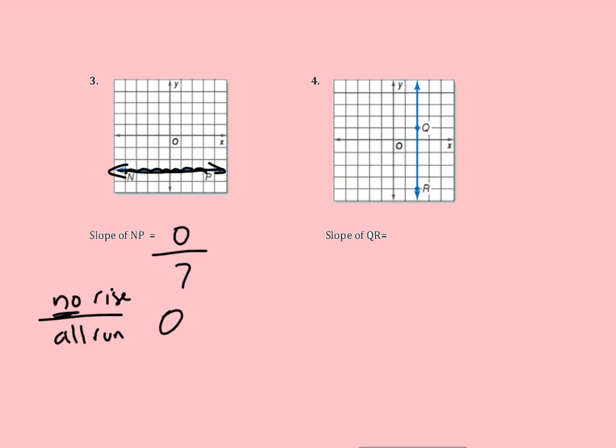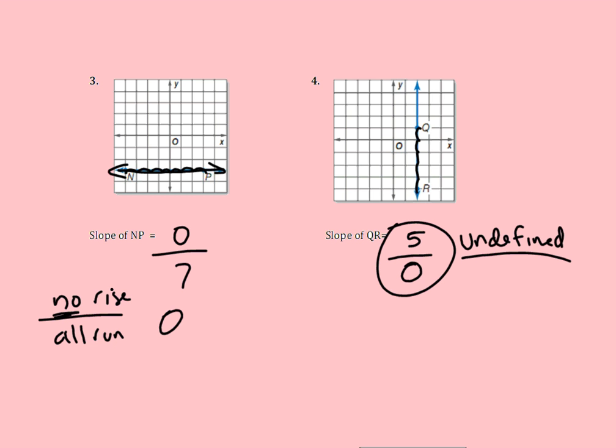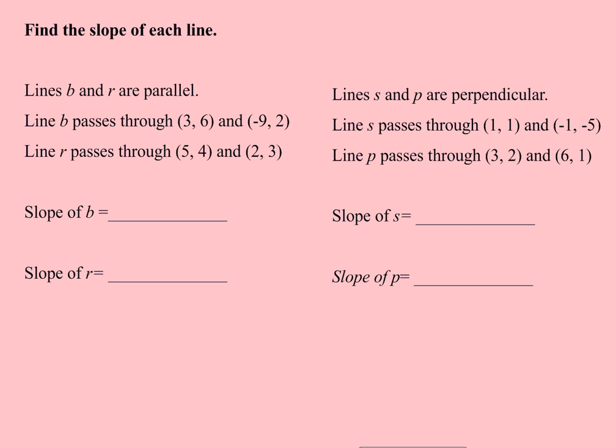So flip that around and look at number 4. I'm rising forever. So it's 1, 2, 3, 4, 5, but I'm not running at all. So that's going to be 0. The slope of this one is what we call undefined. It's undefined because when you look at the slope and follow the rules, you're actually trying to divide by 0, and that's something you cannot do in mathematics. That's why we call that undefined.